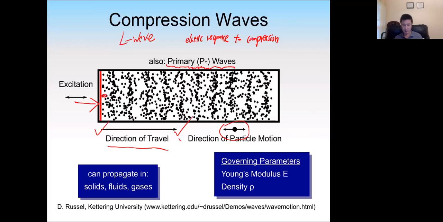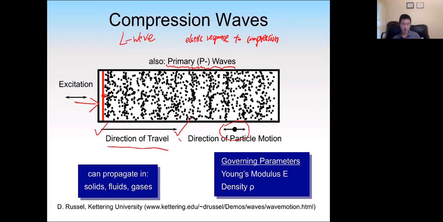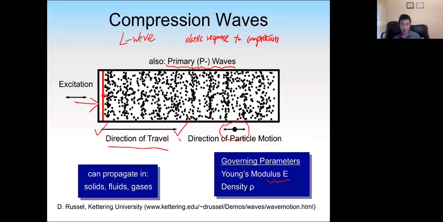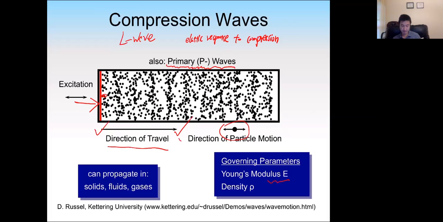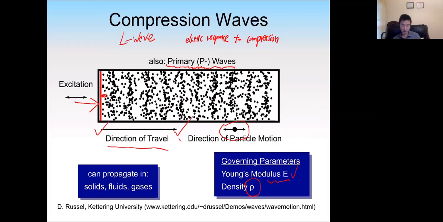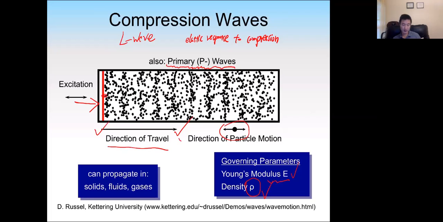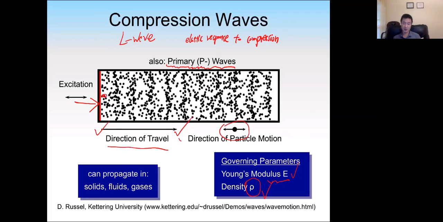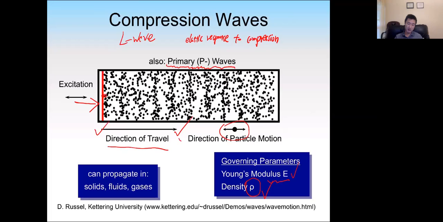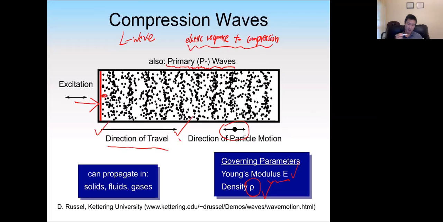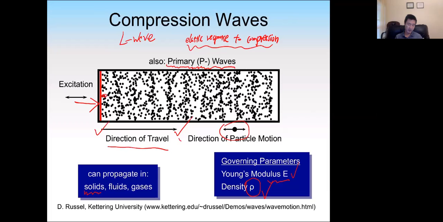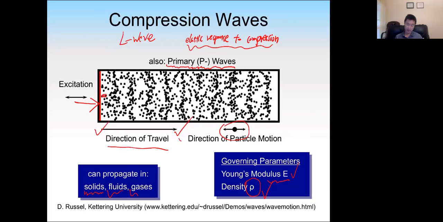Okay, and here shows the governing parameters for compression wave, which is, as you can imagine, the E value, which is modulus of elasticity, and also the density. If you increase the E value or increase the density of the material, the medium will increase the velocity of the compressive wave. Okay. So again, any medium has elastic response to compression, compressive wave can be propagated in there. So it can propagate in solid, liquid, and gas.